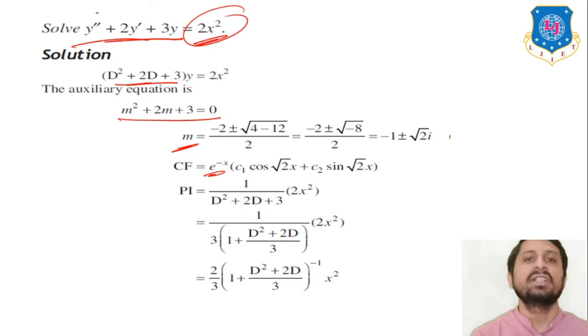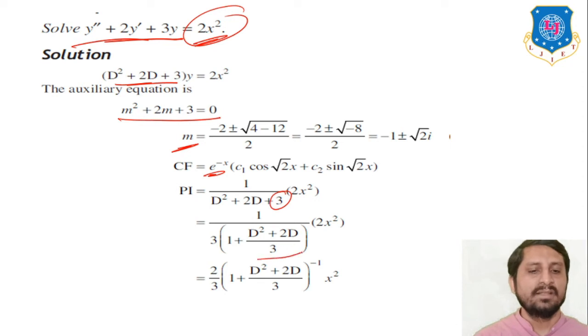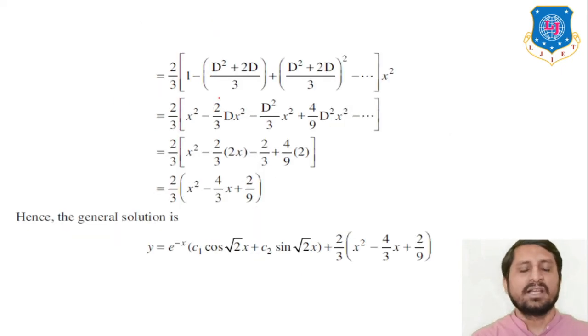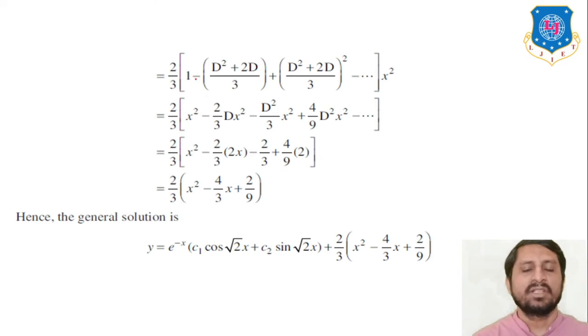Here we use the binomial theorem, okay. Just to make the constant common: 3 is the constant term, so you can take 3 common, so 1 by 3, 1 plus (D square plus 2D by 3) inverse, and then 2x square. Now here we use the binomial theorem for case number 3, polynomial. For that we use the binomial theorem: 1 minus (D square plus 2D by 3) plus (D square plus 2D by 3) whole square and so on, up to x square.